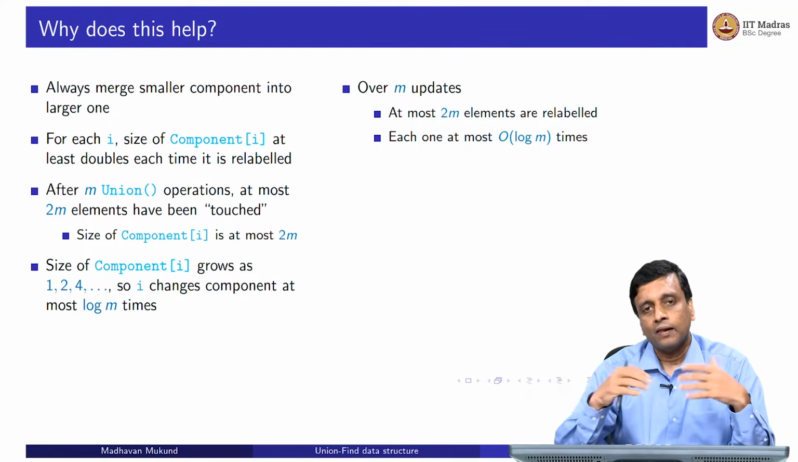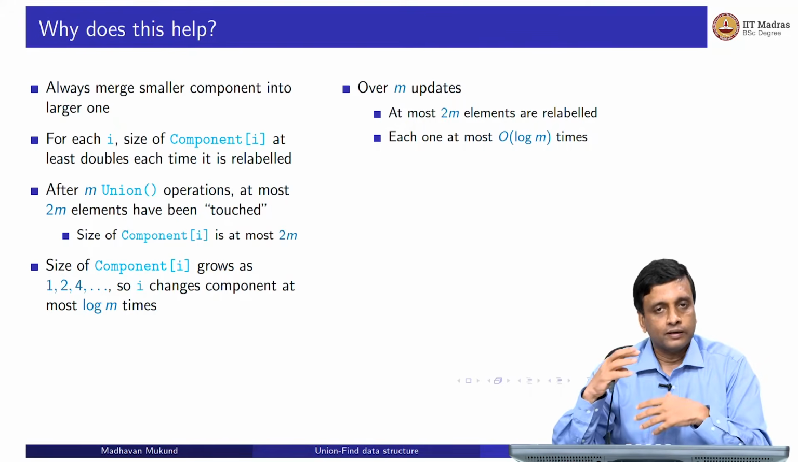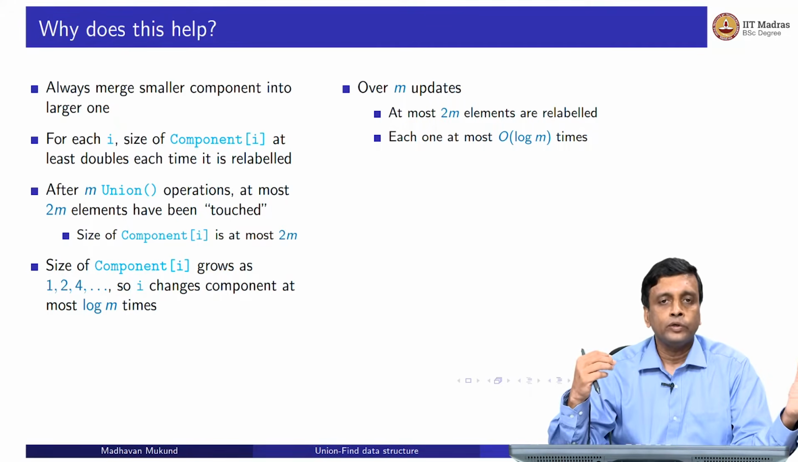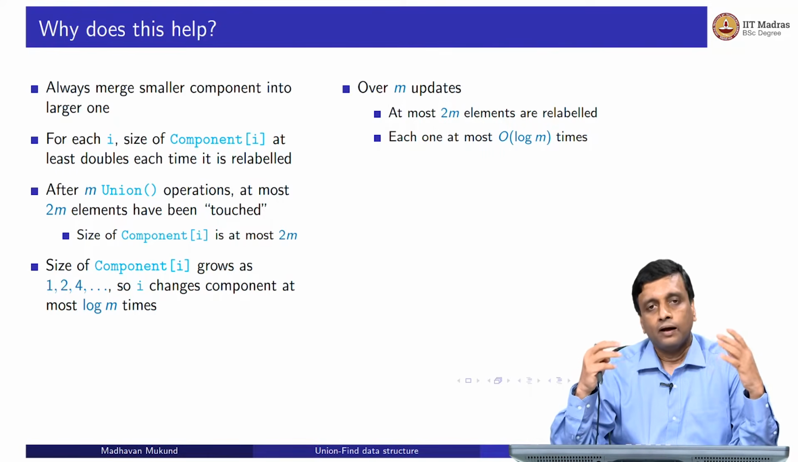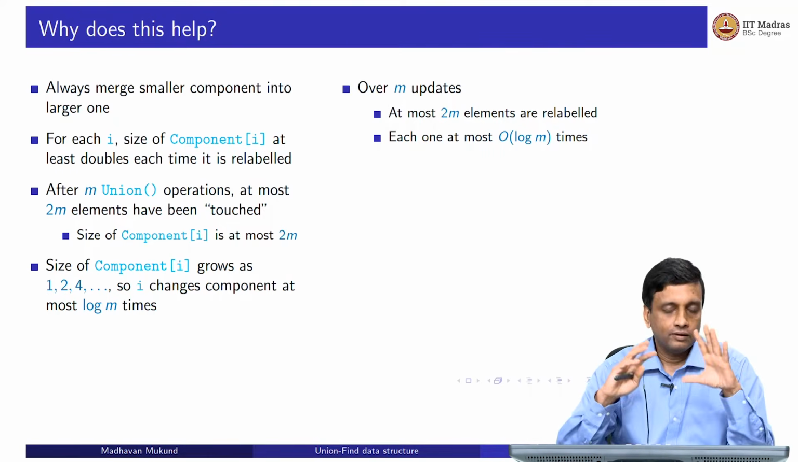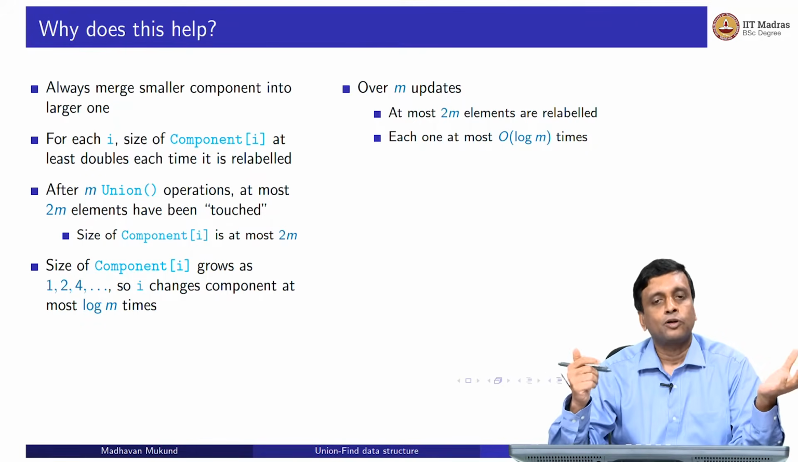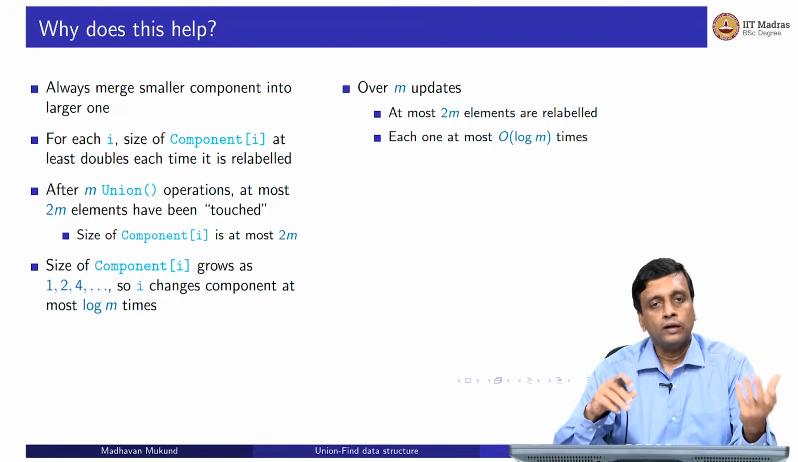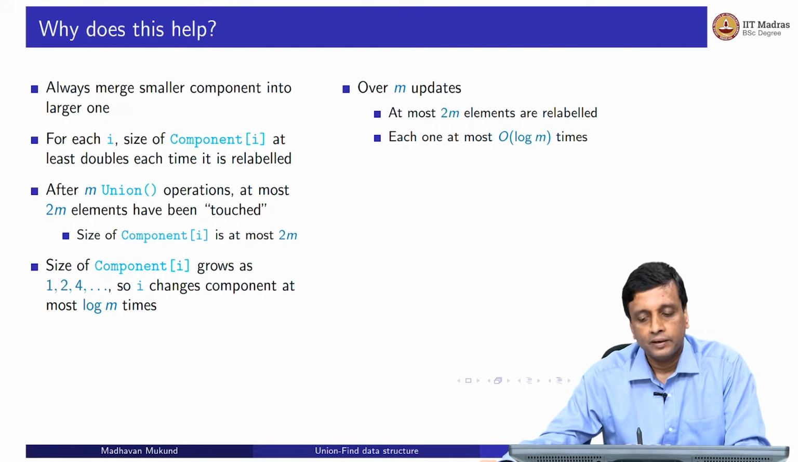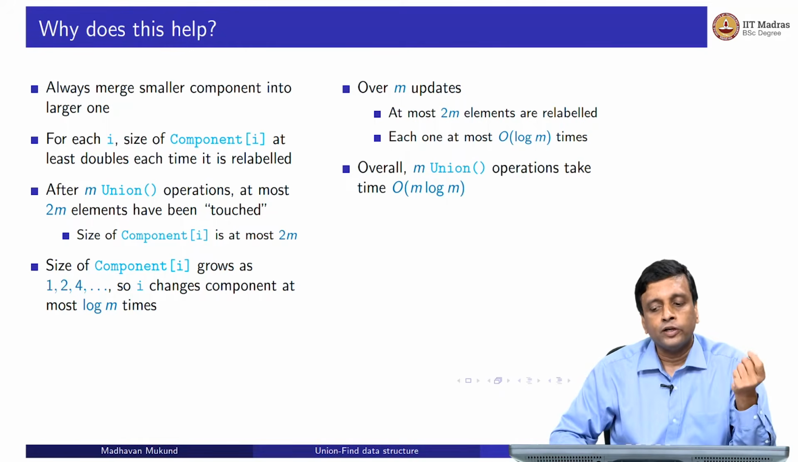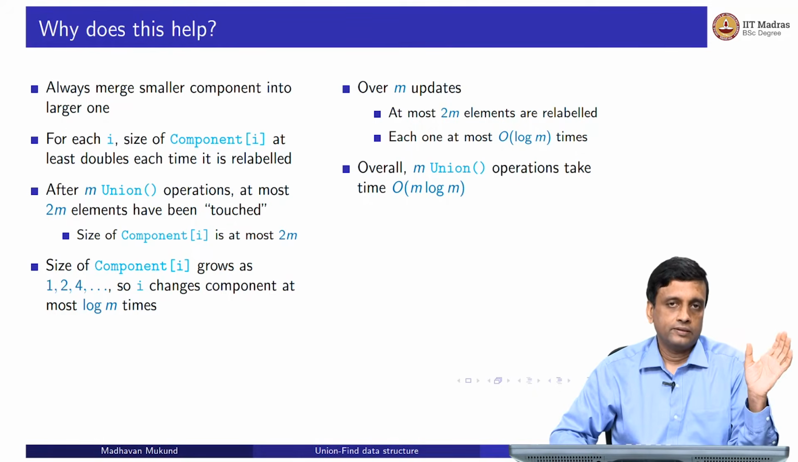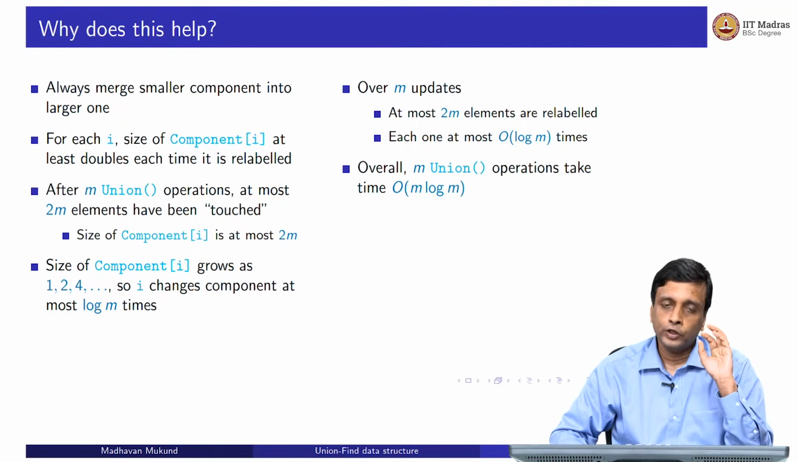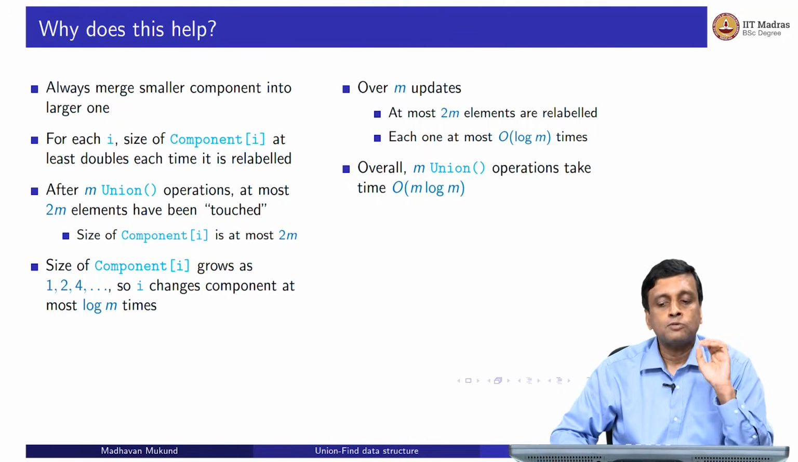Similarly, here we are saying that the total number of operations of relabeling across all the m union operations is going to be order m times log m, because 2m elements are going to have their neighbors change, and no element is going to be touched more than log m times. So, over m union operations, I will not do more than m times log m work in terms of changing component numbers. This is where we have saved. Instead of going to m times n, we have come to m times log m.